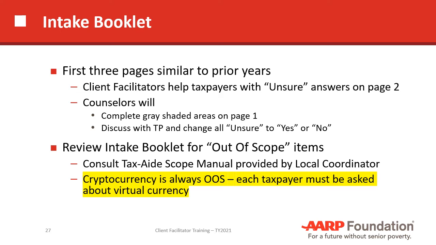Also, cryptocurrency or virtual currency, you notice it's highlighted on the screen, and we need to make the point this year that it is always out of scope for Tax-Aide. Cryptocurrency is always out of scope. If a taxpayer is holding any virtual currency such as Bitcoin or anything like that, or they had any transactions in tax year 2021 that involved Bitcoin or any other virtual currency, we'll have to send them to a paid preparer to have the tax return done. So on the next screen, let's move right along.